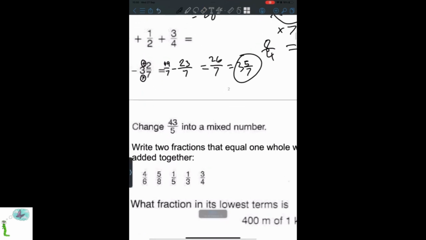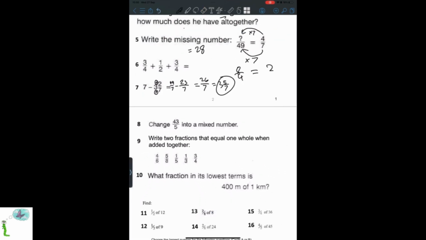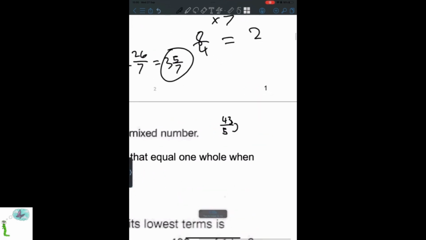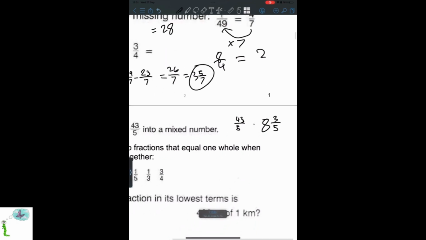Question 8. Change 43 over 5 into a mixed number. First you have to see how many times does 5 go into 43. It goes 8 times, so that's going to be the big number. Then you have to ask what the remainder is. So 5 times 8 is 40, the remainder is then 3, because there's 3 left over. So it's just going to be 3, and you keep the denominator the same.